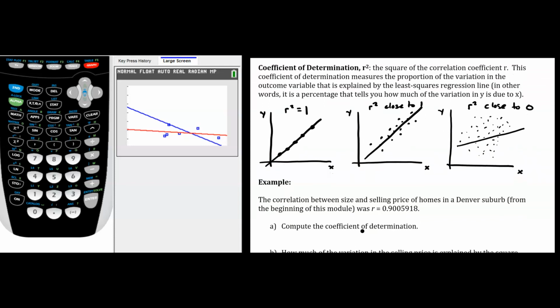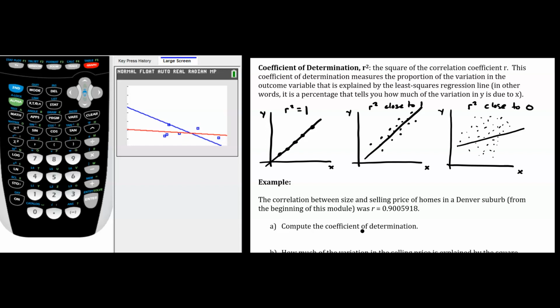Now, the coefficient of determination is much like the correlation coefficient that we saw earlier in the class. Remember that the correlation coefficient was used to determine the strength of a linear relationship. And that's really the exact same type of thing that we're going to be doing with the coefficient of determination, r squared, as well. The difference is when we're dealing with r squared, we can actually interpret the number as a percentage. So r squared has a little bit more mathematical meaning, or a little bit more mathematical interpretation, than r.